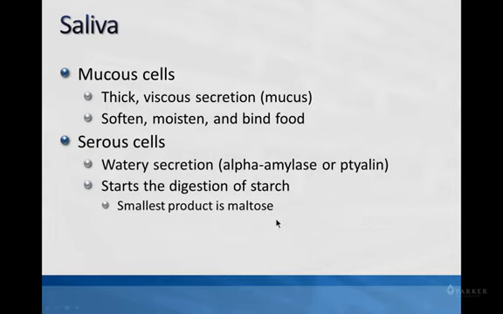Now that enzyme, the amylase, works best at a pH of around 6 or 7. So we have to make sure the pH of the contents in our oral cavity is around 6 or 7, otherwise that enzyme won't work very well. But the secretions that we get besides the mucus and starch enzyme, we do also release some other components that help to keep that pH about 6 or 7 to make the enzyme work a little bit better.